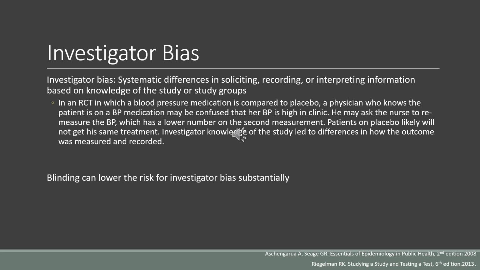If you have a physician who knows the patient is on a blood pressure medication, they may be confused when a patient comes in and their blood pressure is high in clinic. That physician may ask the nurse to re-measure the patient's blood pressure, which may have a lower number on the second measurement, which fits with the physician's thoughts and personal perception of how the blood pressure should look. But a patient who came in on placebo likely won't get the same treatment. Rather, the investigator will probably keep the first high measurement. So investigator knowledge of the study led to differences in how the outcome was measured and recorded.